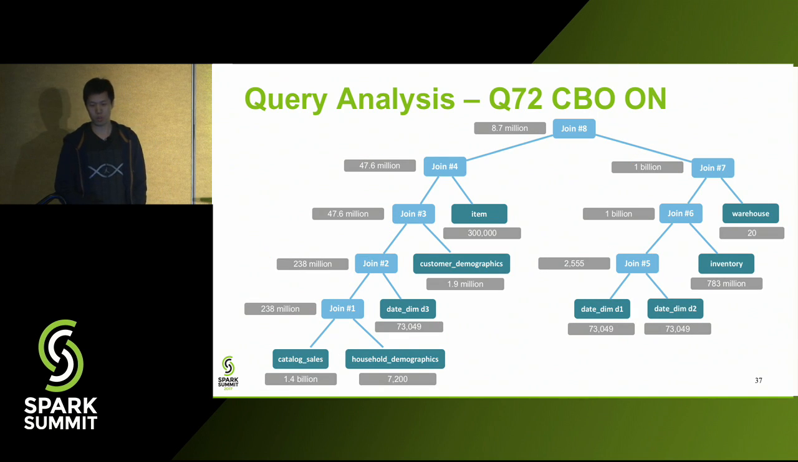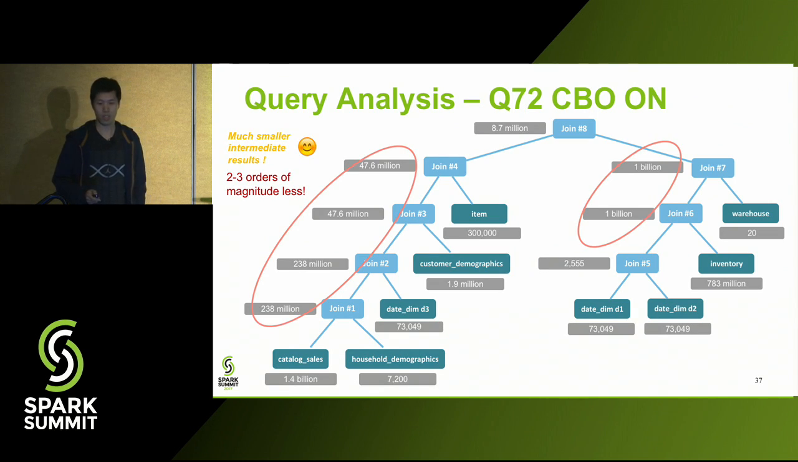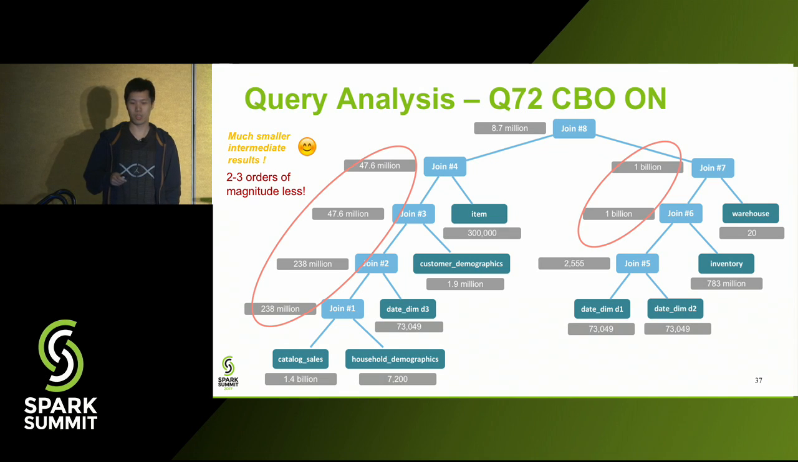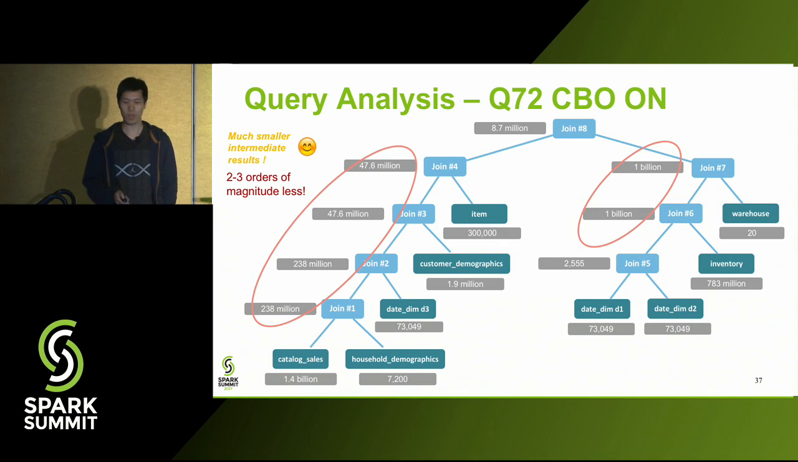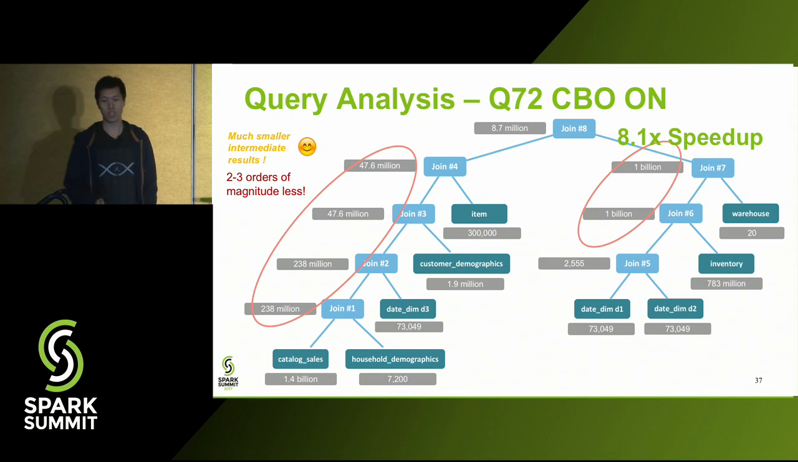Now with CBO, we can see that we not only change some small tables, we change the whole structure of this plan tree. And as a result, we produce much less intermediate results, about two or three orders of magnitude less. And this gives us more than eight times speed up.